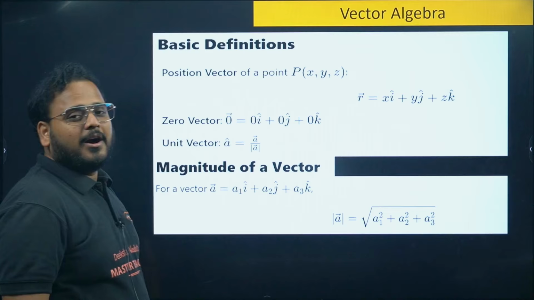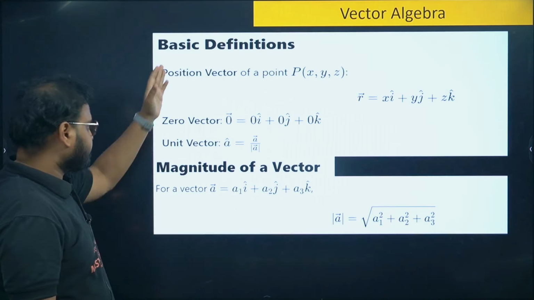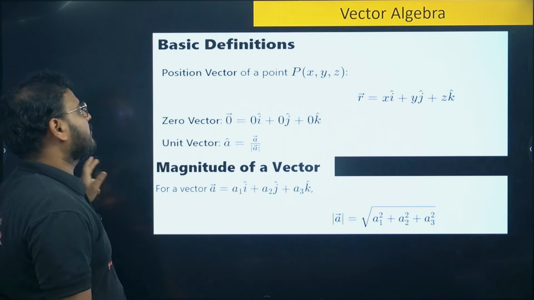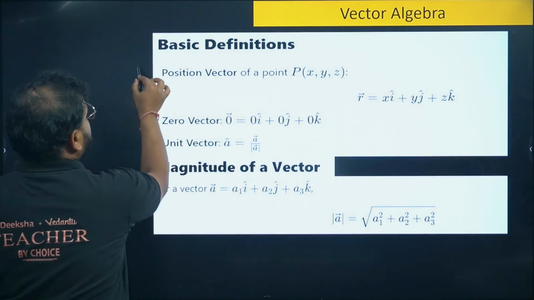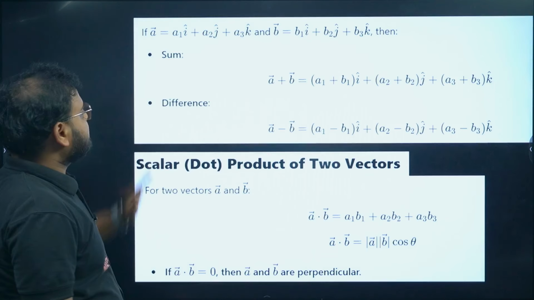So here's the absolute mantra for this: if you remember the formulas, the chapter is over. Vectors, magnitude of a vector, zero vector, all of this is here. Position vector questions come. Directed line segment, right? Yes. We have sum and difference.